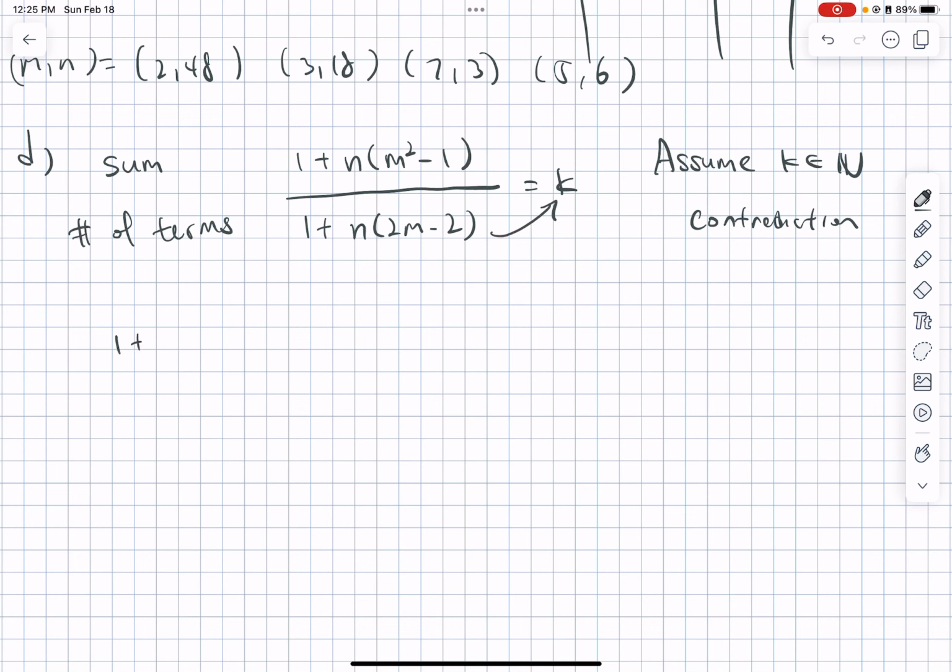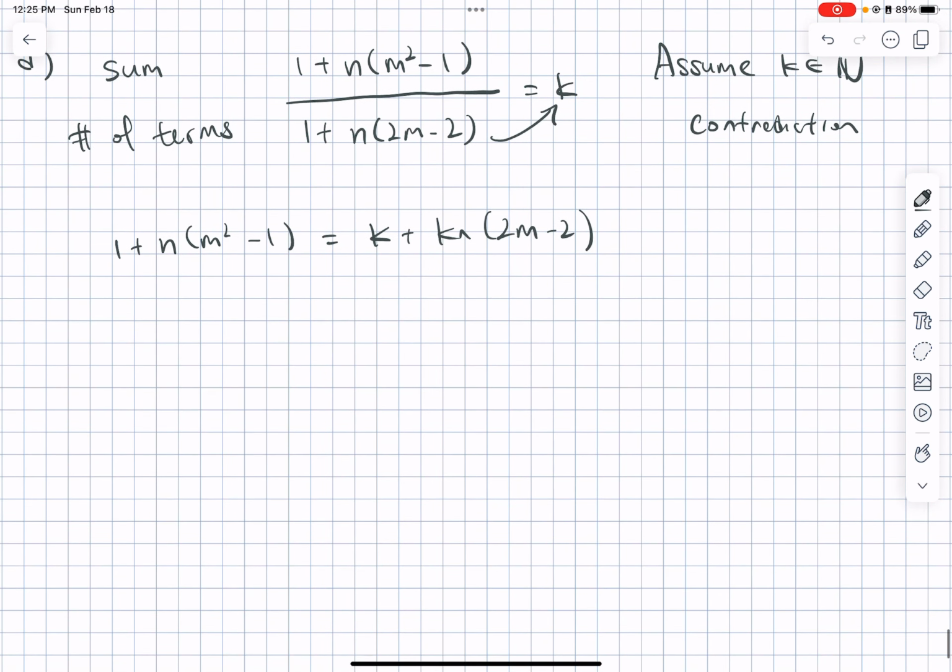So we have 1 plus n(m squared minus 1). This is equal to k plus kn(2m minus 2). So let's just expand this. nm squared minus n is equal to k plus 2knm minus 2kn.